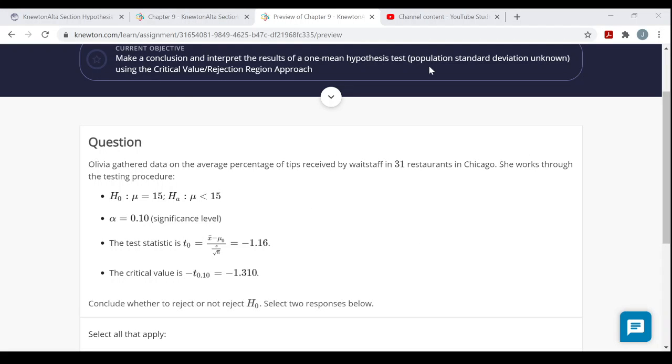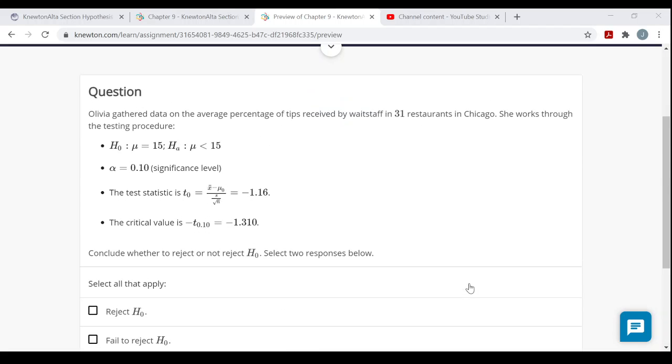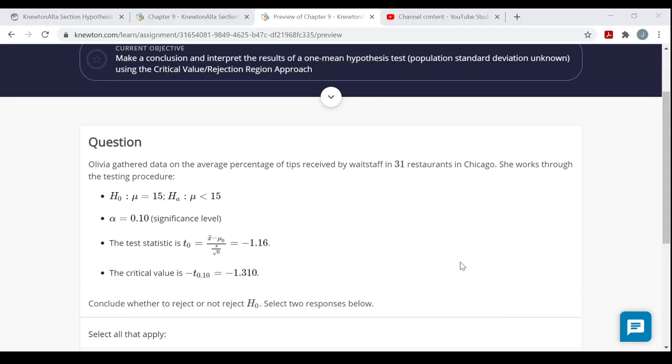So again, if you're unfamiliar with the topic, want to see how they're doing things, click on More Instruction, look at their videos, their notes, their examples, and hopefully those help you.